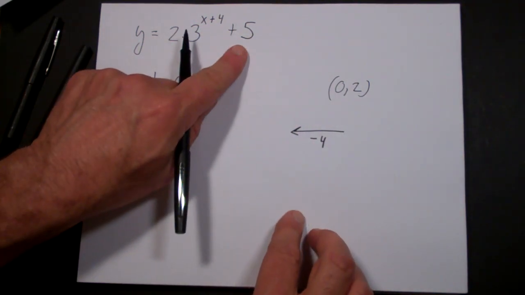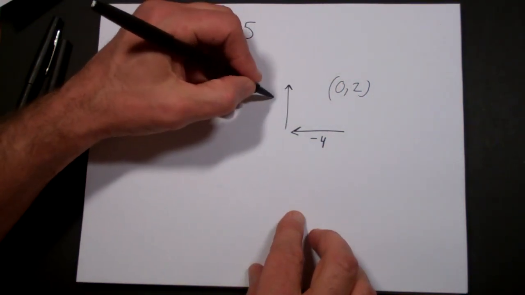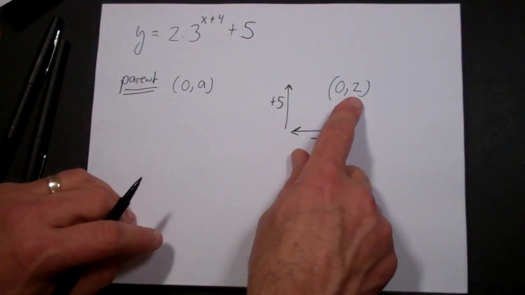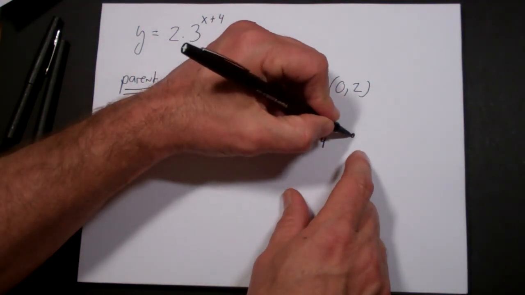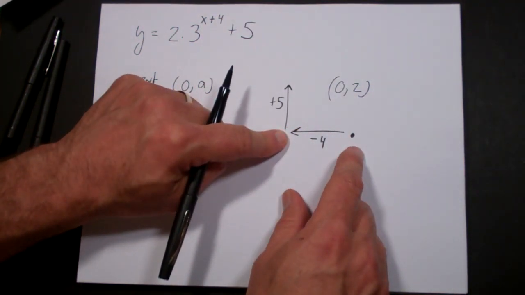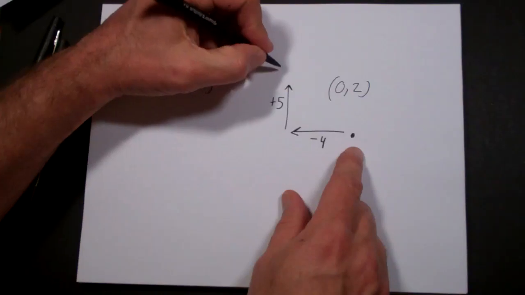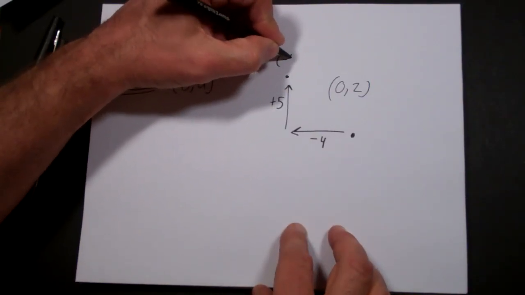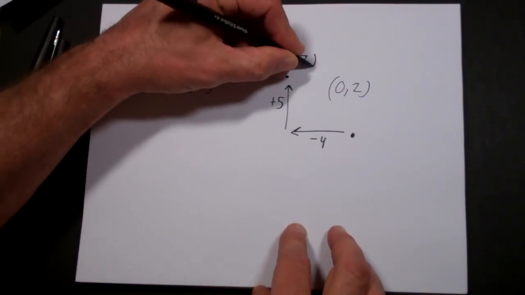But we're also going to move it up 5. And if you take (0, 2), and you move it left 4 and up 5, you get the new point, which is (-4, 7).